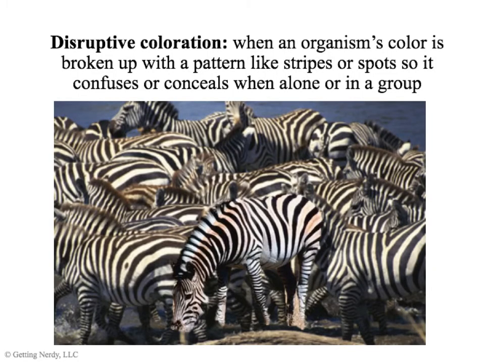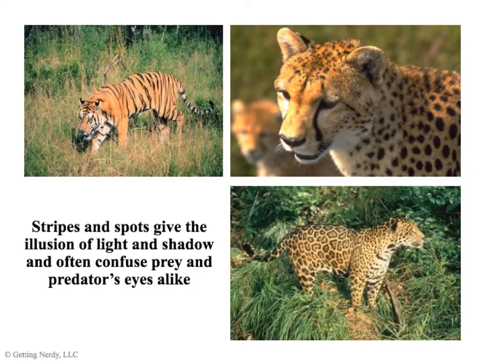Disruptive coloration is our next one. Zebras are a perfect example of this. It's when an organism's color is broken up with a pattern like stripes or spots, so it confuses. This is what happens with the zebras, the pattern confuses the lions and they can't figure out what to get, or it conceals them when they are in a group. Conceals would mean hide them. And so here you have the stripes on the tiger there, giving the illusion of light and shadow and often confusing the predator's eyes. The same with the spots on the leopards.